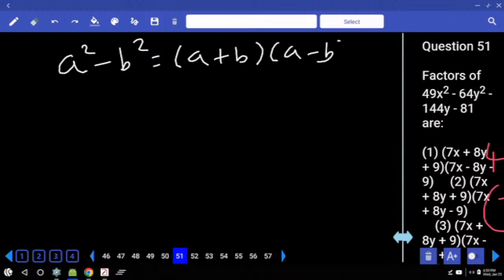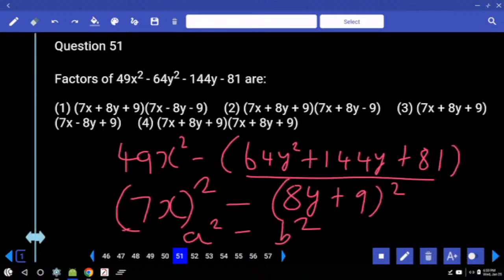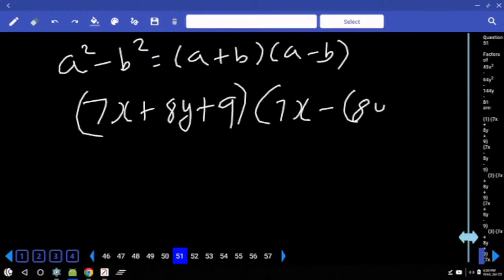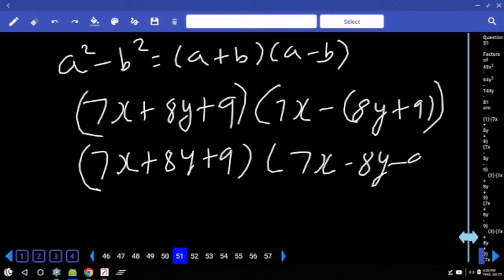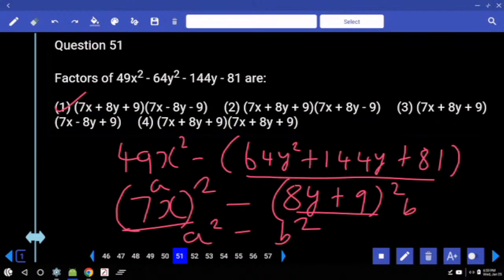In place of a, we have got what? 7x. In place of b, we have got 8y plus 9. Yes or no? So we can say this part is a, this is b. So finally we can write the final answer as 7x plus 8y plus 9 into 7x minus 8y minus 9. I think which is your first option. Yes or no? Right. Let's go to the next question.